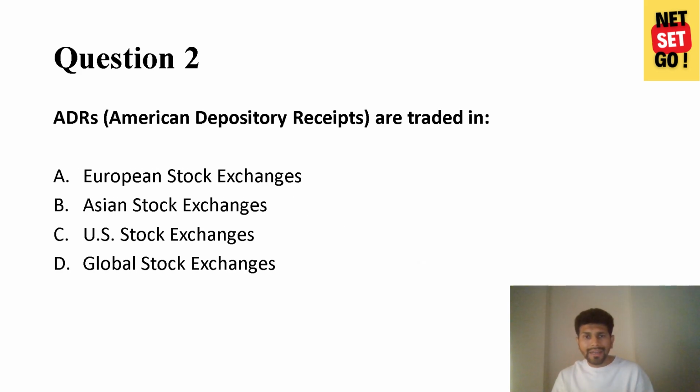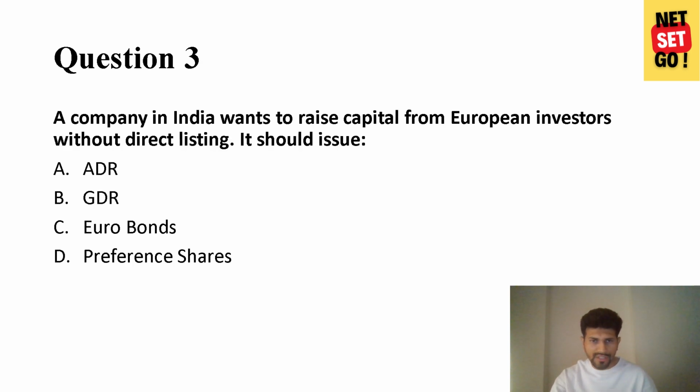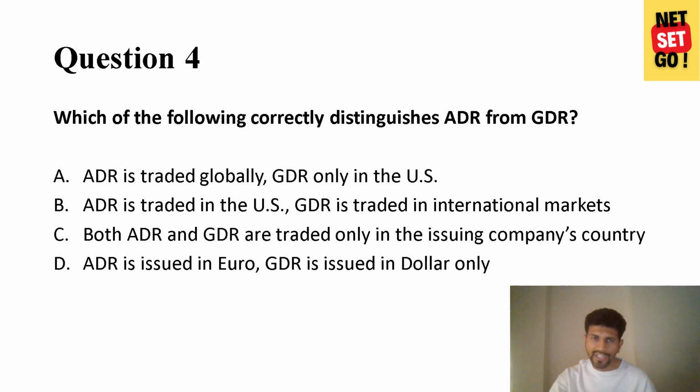Next, ADRs are traded in dash: European Stock Exchange, Asian, US, or Global Stock Exchange. The correct answer is US Stock Exchange, option C, because GDRs are issued on global stock exchanges. Next, a company in India wants to raise capital from European investors without direct listing. It should issue ADR, GDR, Eurobond, or preference share. The correct answer is option 2. As we have discussed, an Indian company issues GDR in the European market to raise funds. So the correct answer is option B, GDR.